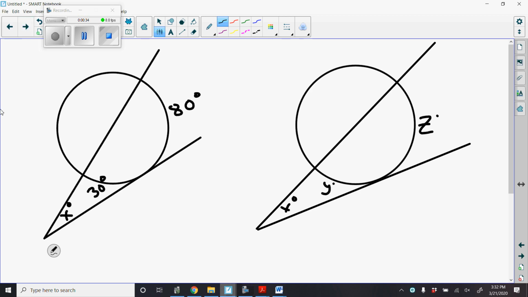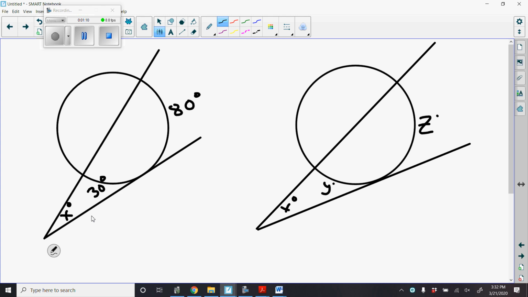So here we see a tangent line that's touching once, and we see a secant line that's touching twice. This kind of looks like the secant exterior. So my hope is this is going to work the same way. For a secant exterior, I said angle equals big bend minus little bend divided by 2. If that was the case, x should be 80 minus 30, which is 50, divided by 2 is 25. But since this is different, we can't just assume that it works that way.